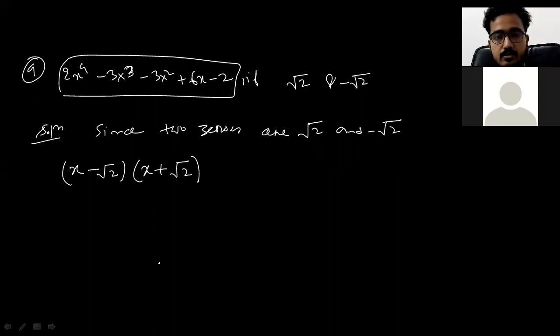Since root 2 and minus root 2 are two roots, according to the factor theorem, x minus root 2 and x plus root 2 will be two factors of this polynomial. Yes or no? These two will be two factors of this polynomial.